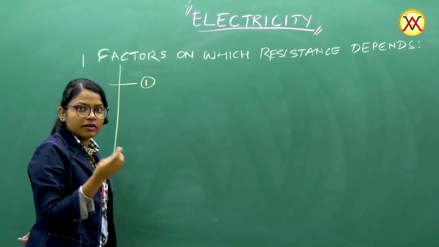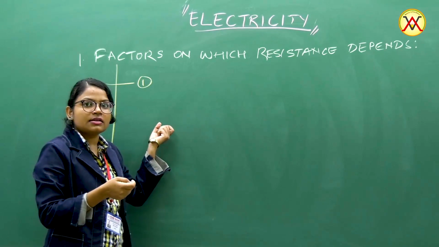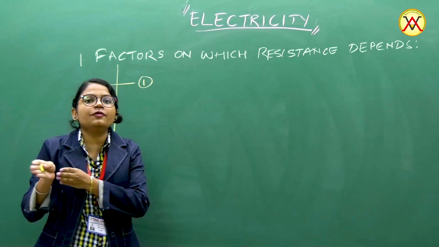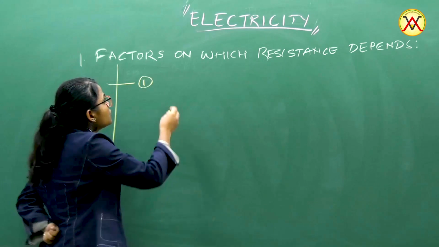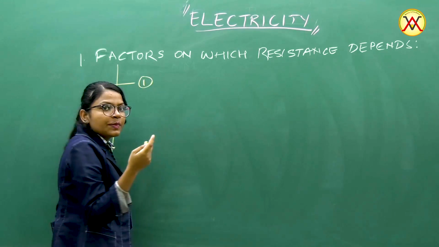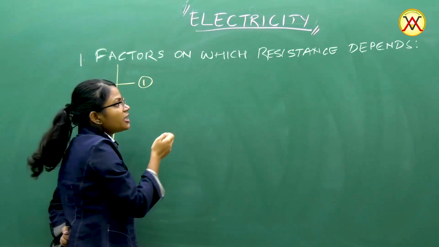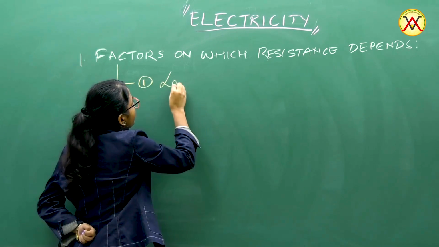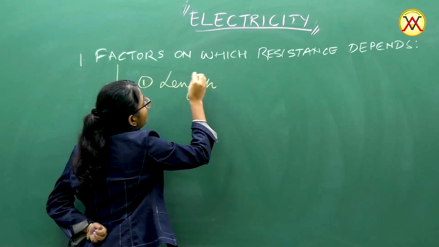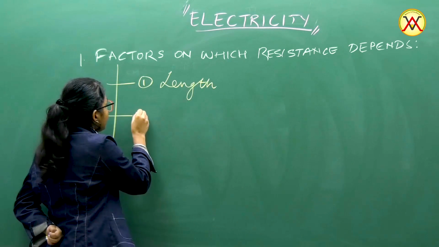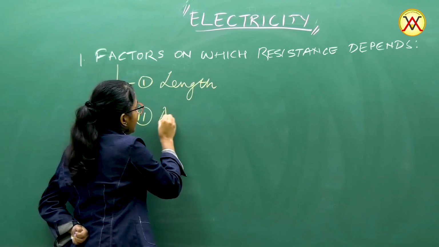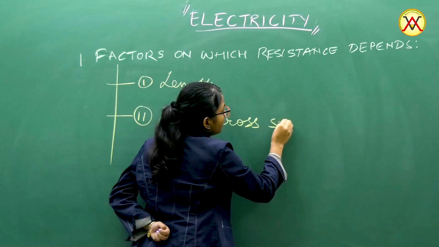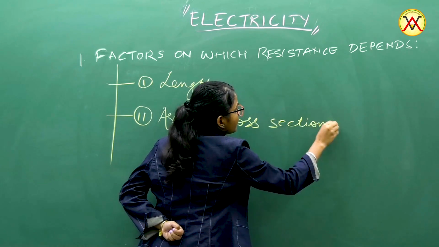Remember, in our previous class, we have already discussed resistance. It is the property of any material which opposes the flow of current through it. So basically, if we are speaking of material, then our material must have some dimensions. So our resistance depends on the length of our material. It also depends on the area of cross section of our material.